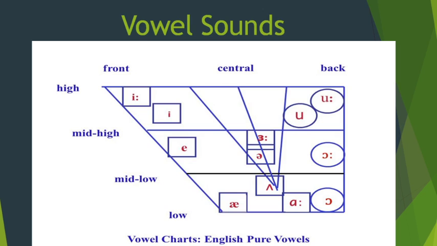Even in Telugu and Hindi, in the Varnamala we have short vowels and long vowels. So in order to indicate whether it is a short vowel or a long vowel, we use the colon symbol after the symbol of the vowel sound. Please draw this chart: 4 front vowels, 3 central vowels, and 5 back vowels.